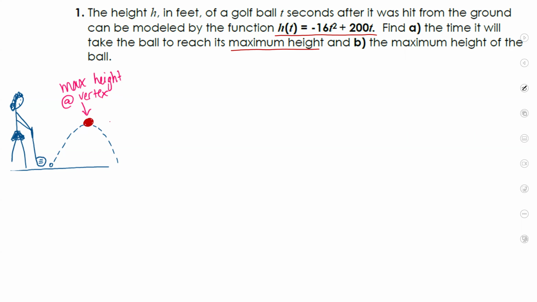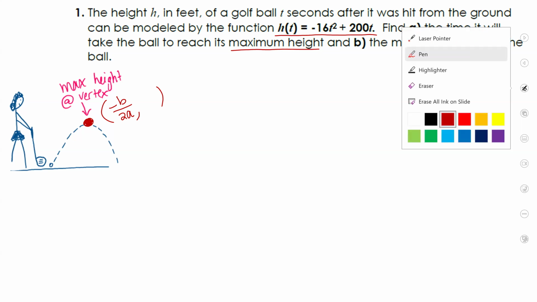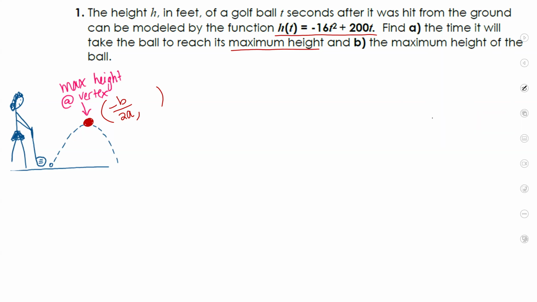So the vertex, we're going to do negative b divided by 2a to find the x value of the vertex. Please write down that little formula. So if I look at my equation, negative 16t squared plus 200t, what is my a value? Good. And my b value? 200.